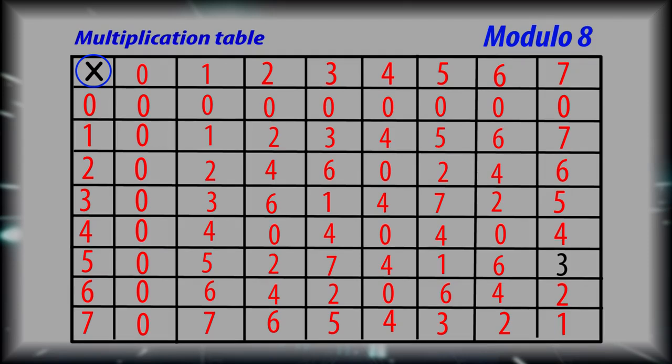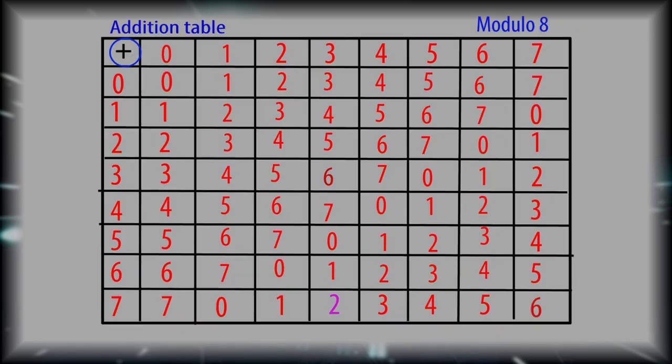We have to work what is in the brackets first. In the brackets, we have multiplication. So you go to your multiplication table to find 7 times 5. From the table, you will find the answer in the box is 3. Now we have to work 3 plus 7. So we go now to the addition table and find 3 plus 7. And so you will find that the answer is 2, mod 8.